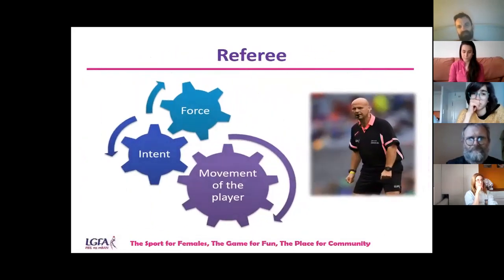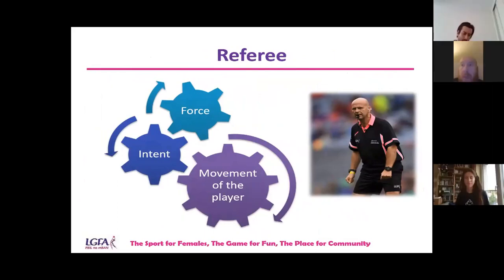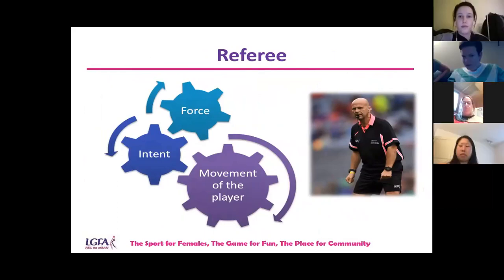So what does a referee need to look out for when deciding what offence of a charge the player has committed? The referee will look for the movement of the player involved. So did they make a movement directly towards the player who is about to tackle them, or in the case of a player who does not have the ball, directly towards the player who is coming with the ball?